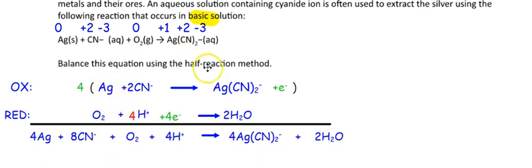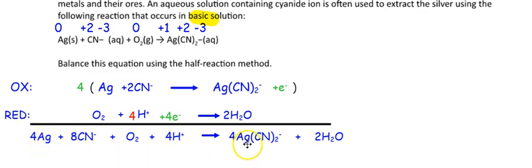Then I'm going to add on my product side 4 of the silver cyanide ion. My electrons canceled out, and then I have 2 waters. Okay, so how does that look so far? If I were you at this point, I'd check my work. Make sure you haven't made a boo-boo at this point.